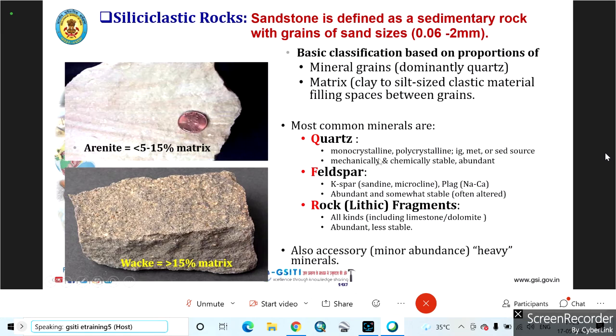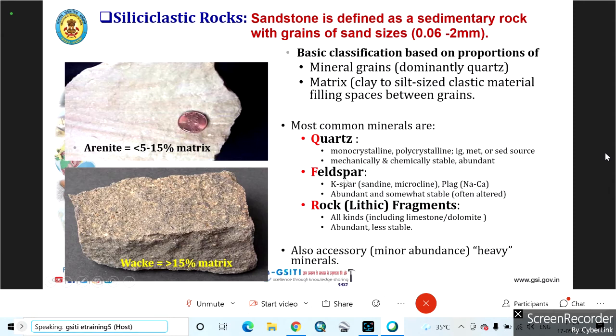and it is identified under the microscope with the help of measuring the extinction angle. This monocrystalline quartz gives straight extinction, whereas the polycrystalline quartz, which is also termed as strained quartz, has been developed during high pressure and temperature conditions. So there is a development of various crystals within one quartz grain. This is termed as polycrystalline, and this gives an uneven extinction under the microscope. So quartz is the most abundant grain of the sandstone.